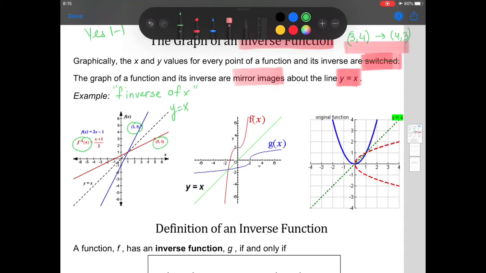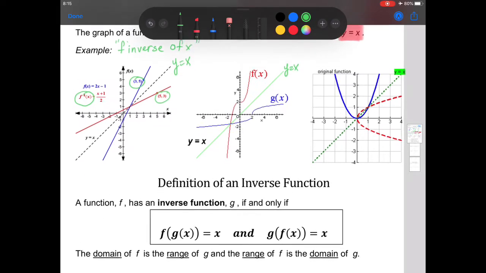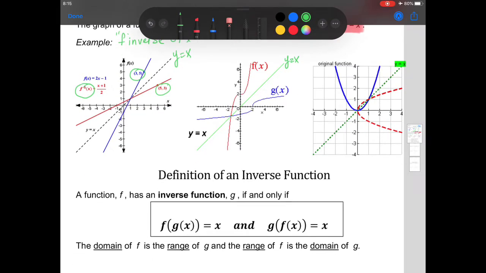So this is what I wanted to talk about, that the points are switched. Again, this is the line y equals x, and these two graphs are switched. And again, a parabola. The original is a function. The blue one is the original function, and the red dotted one is the reflection, or the inverse.